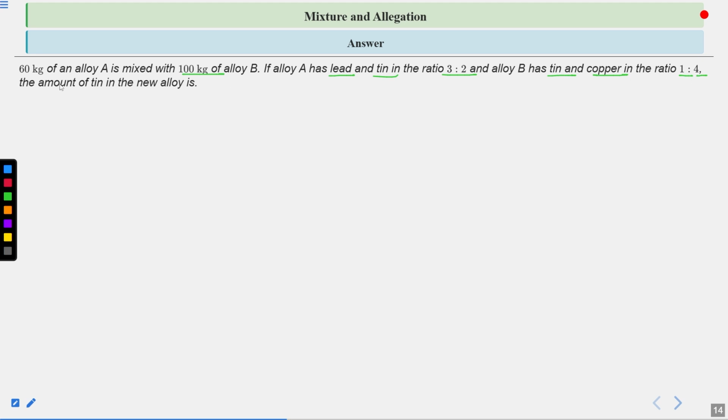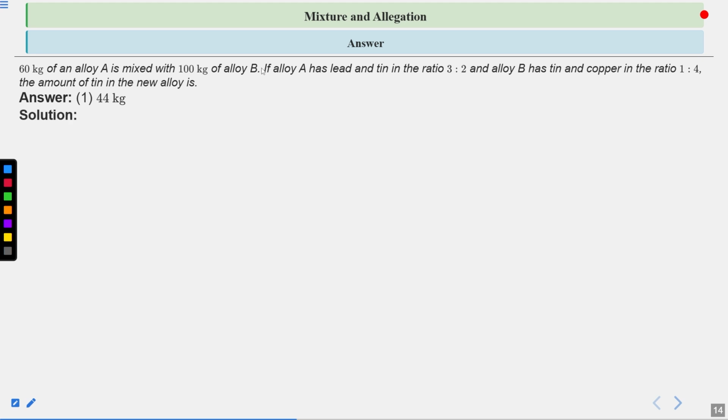Now the question says, when we mix them, what will be the amount of tin in the new alloy? So we just add the weight of the tin in alloy A and the weight of the tin in alloy B. When we add up, we get our answer. So the correct answer of this question is the first one, which is 44 kg.